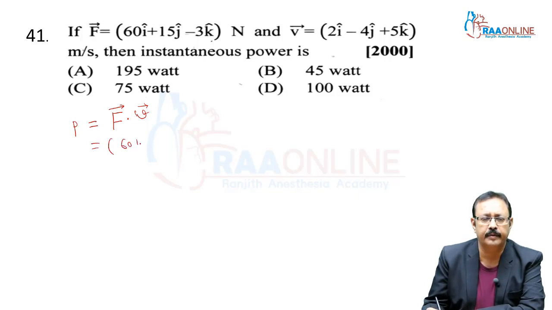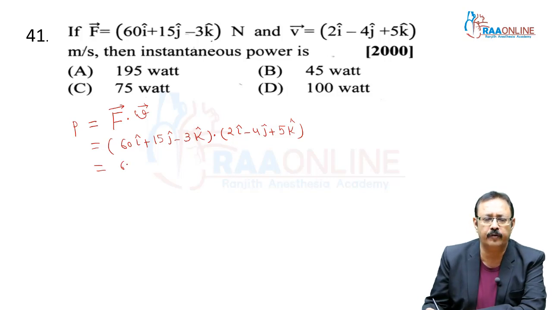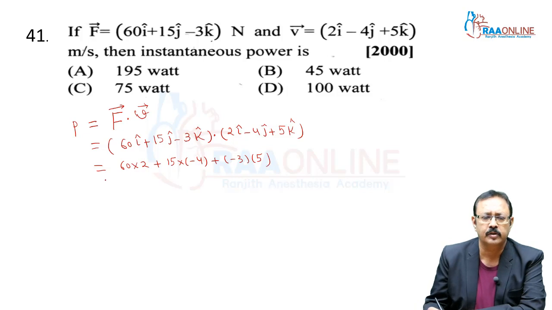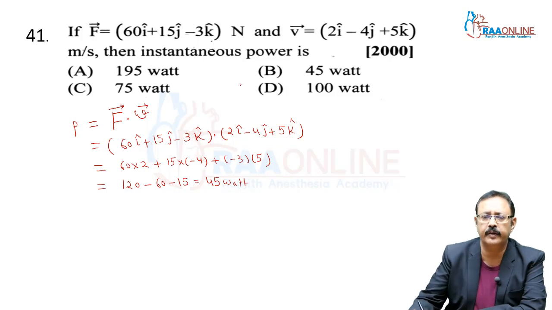Means 60 I cap plus 15 J cap minus 3 K cap dot 2 I cap minus 4 J cap plus 5 K cap. So F dot V, multiply coefficient of I with coefficient of I plus coefficient of J with coefficient of J plus coefficient of K with coefficient of K. So what we are getting? 120 minus 60 minus 15. 120 minus 60, 60, 60 minus 15, 45 watt. So we are going with B.